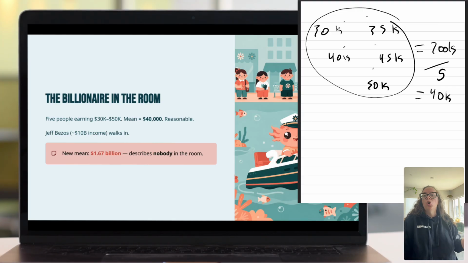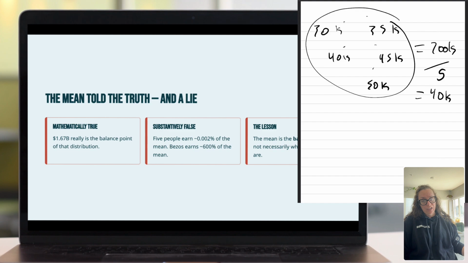The mean describes nobody. The mean told the truth mathematically. The balance point of that distribution really is around 1.67 billion, but the mean told a lie. Okay, substantively, it completely misrepresented what a typical person in that room earns. So this is the crucial insight. The mean is the balance point, not necessarily where most of the data are. When extreme values are present on one side of the distribution or the other, they shift the balance point dramatically toward that extreme value, what we call an outlier.